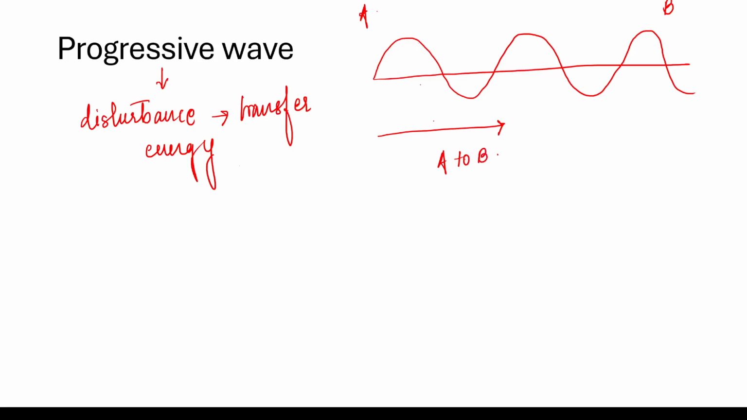Now, every wave has characteristics, and those characteristics are defined as, first, the amplitude. Amplitude is the maximum possible displacement from a starting position. So that would be your amplitude.